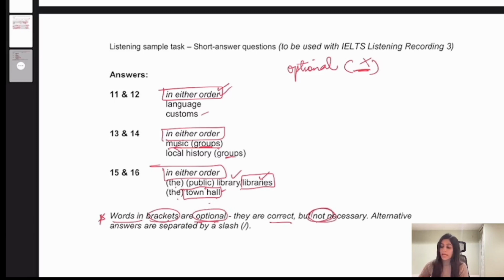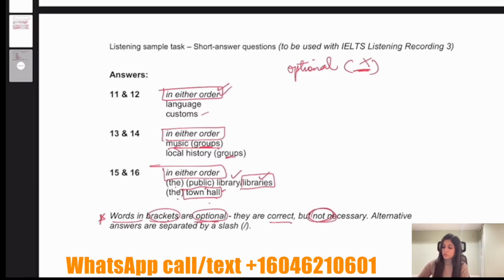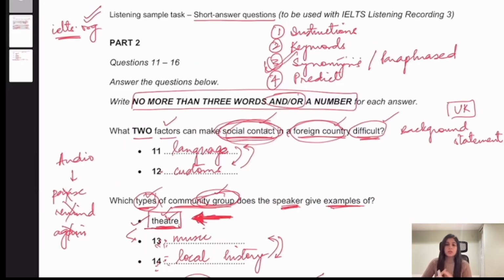You don't necessarily have to write the words that are mentioned in the brackets here. Alternative answers are separated by a slash. So this is one important piece of information that is mentioned in this particular PDF. So please remember this step-by-step strategy and try to implement it.